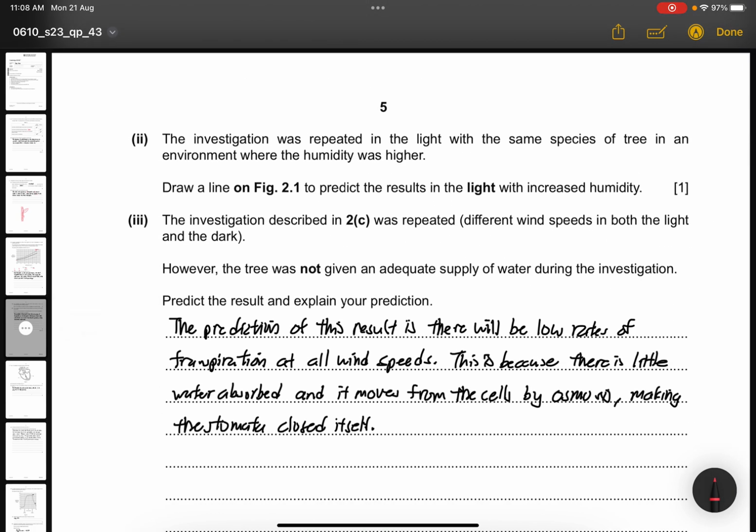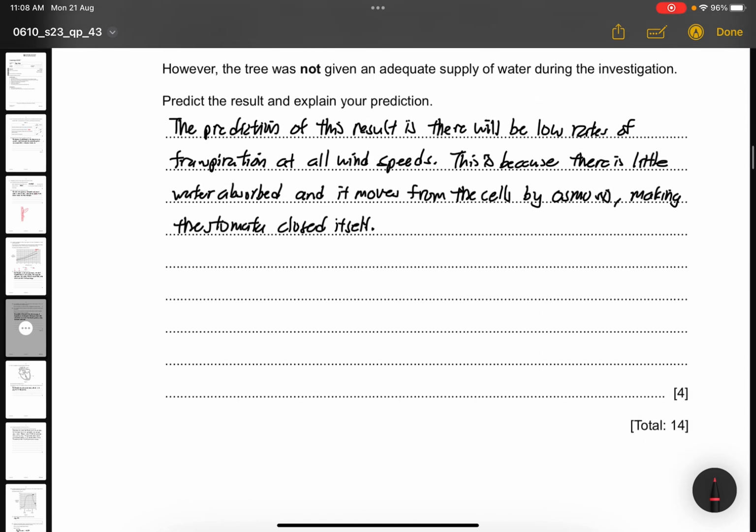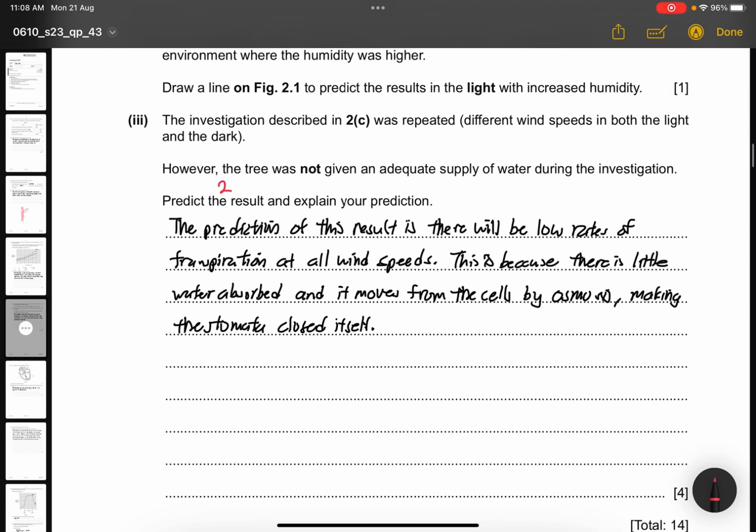Part 3. The investigation described in 2C was repeated with different wind speeds in both the light and the dark. However, the tree was not given an adequate supply of water during the investigation. Predict the result and explain your prediction. So 2 marks for this, 2 marks for explanation. So the prediction of this result is that there will be a lower rate of transpiration at all wind speeds. This is because there's little water being absorbed and it moves from the cells by osmosis, making the stomata close tightly.